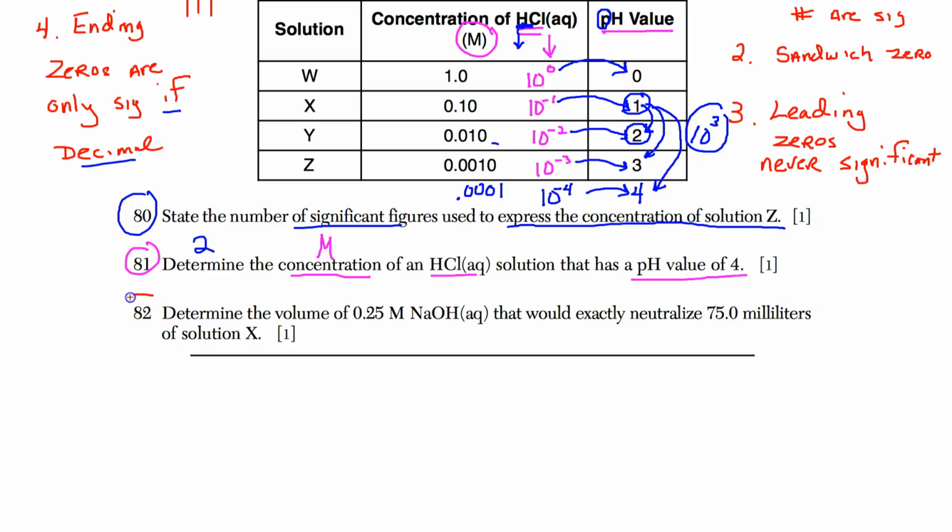So number 82, determine the volume of a 0.25 molar NaOH. Hey, that's a base. That's a metal ion with a hydroxide, also listed for you in Table L as a base, that exactly neutralize a certain volume of solution X, which we've learned is an acid with that H in front, which by the way is listed in Table K.